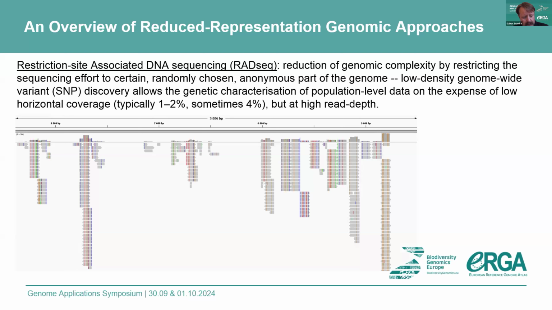The result of such an experiment is a low density genome-wide variant discovery. It's very important to emphasize it will be low density, because as has been said already several times, the horizontal coverage is low, typically 1–2% of the genome that we can see. Sometimes it goes up a little bit higher, but normally it's really a few percent, but at high read depth, which will give us some confidence for SNP calling and downstream SNP filtering.